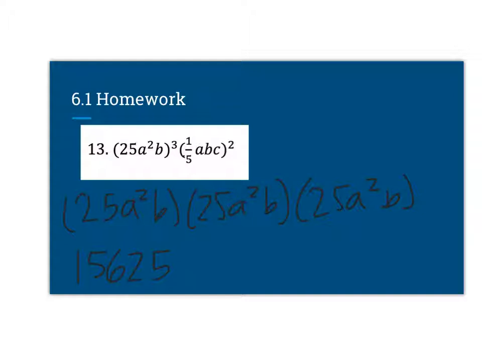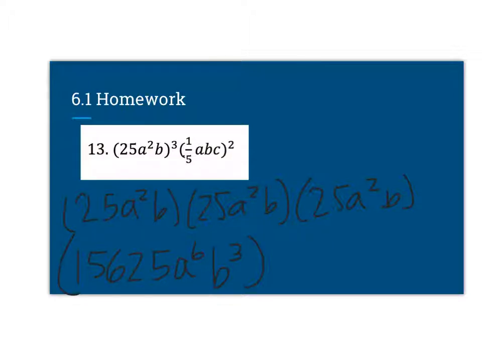If we write out all the a's, right here we have two a's, so a squared, a times a. Here we have a times a. Here we have a times a. So in total, we have a to the 6th power. If you look at the b's, this is b to the 1st, so there's 1, here's 2, here's 3. So for that part, we're going to get b to the 3rd power.